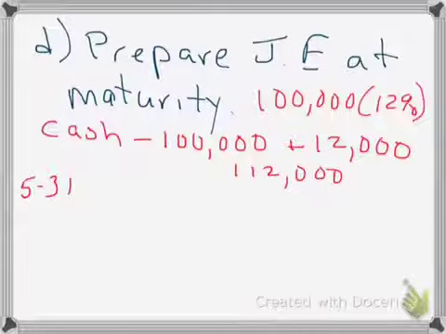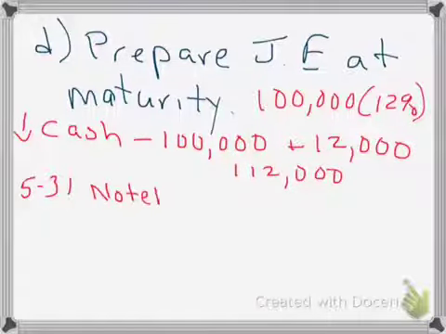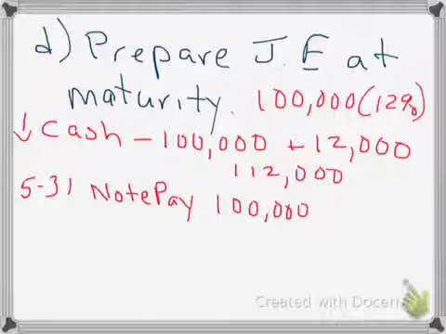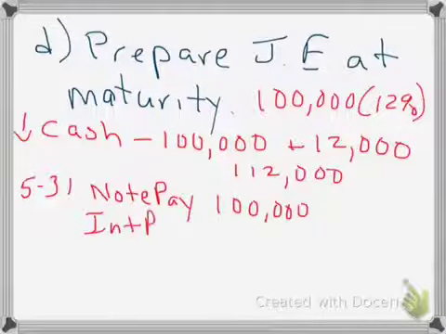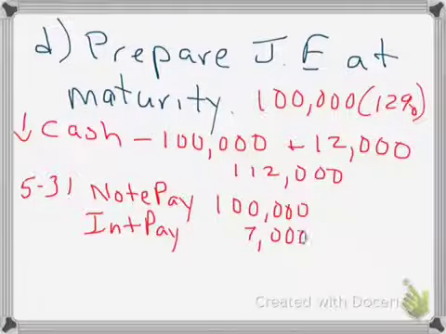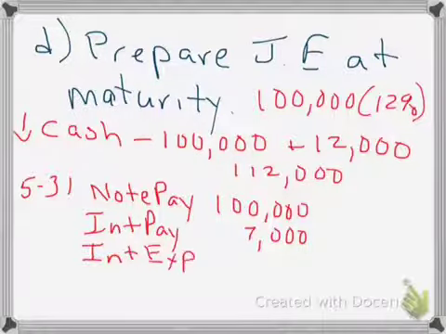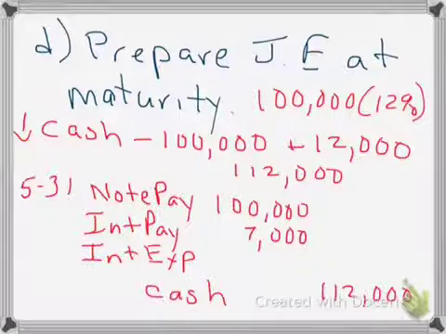This will be on May 31st when we actually pay this off. The cash is going out, so it's going down. It's going to be on the bottom for 112. For our debit accounts, we are going to be getting rid of our note payable account, and our note payable was valued at $100,000. We also have interest payable for those first 7 months, and that was $7,000 that we have to pay. The other part of this entry is the interest expense, and that's what's going to help us balance out this journal entry.